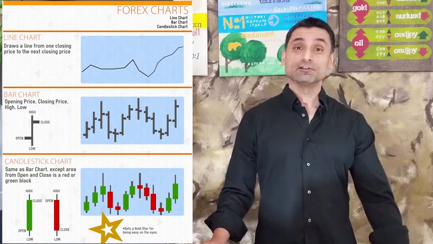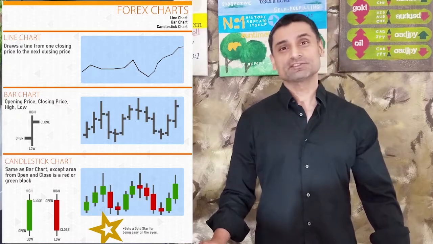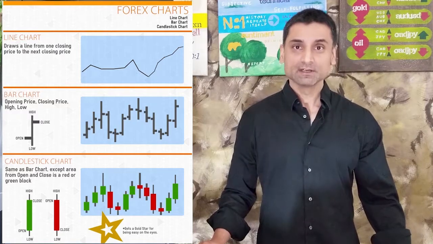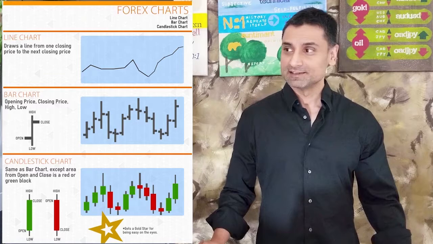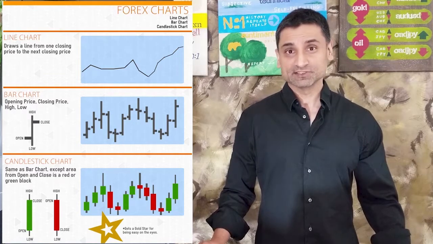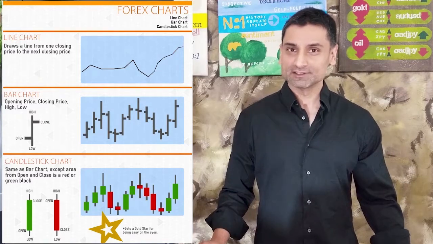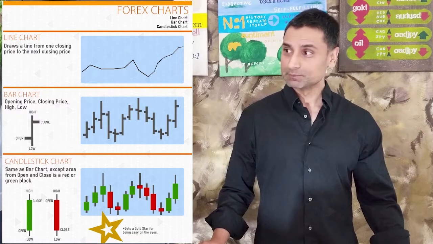For that, we're going to look at bar charts. Bar charts show the open, the high, the low, and the close of that bar. For example, if you're looking at a 1 hour chart, then each bar represents 1 hour. Then each bar shows the opening price, and then it shows how high it's gone or how low it's gone, and then it shows the closing price.